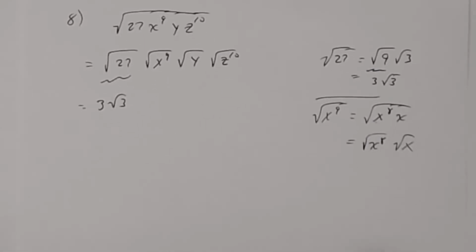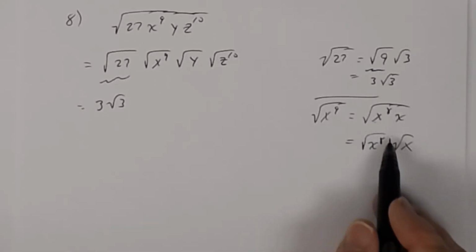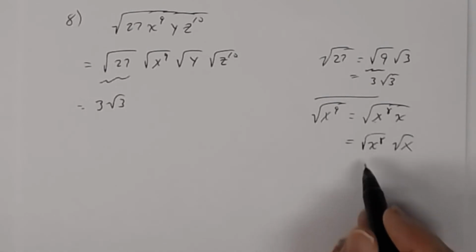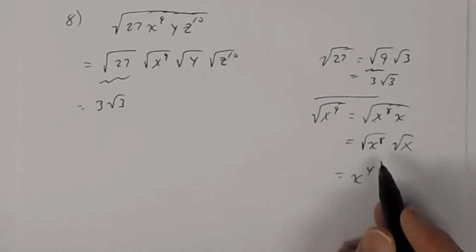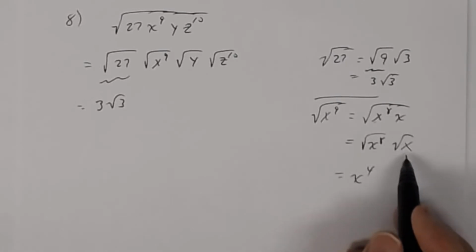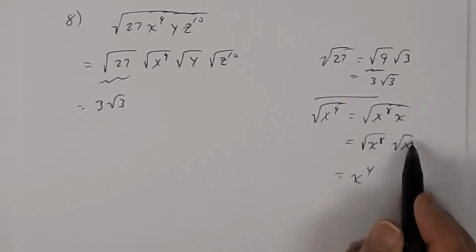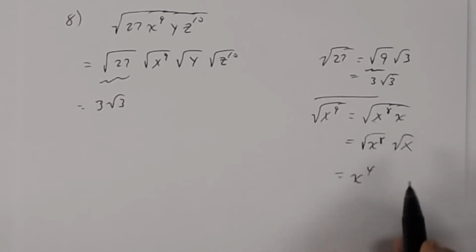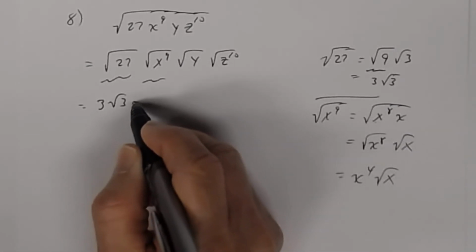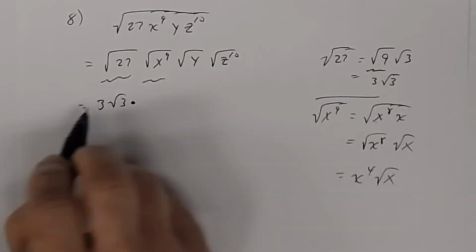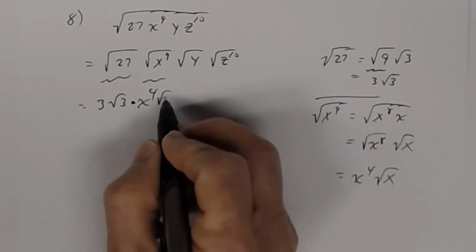Now let's simplify. 8 is divisible by 2, so that's 4. So the square root of x to the 8th is x to the 4th. Makes sense, because x to the 4th times itself is x to the 8th. I cannot simplify the square root of x because the exponent 1 is less than the index. So that's times x to the 4th square root of x.